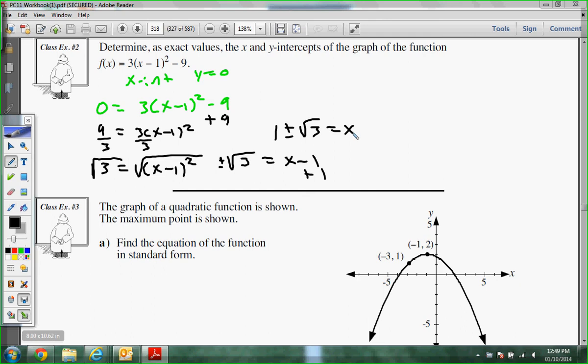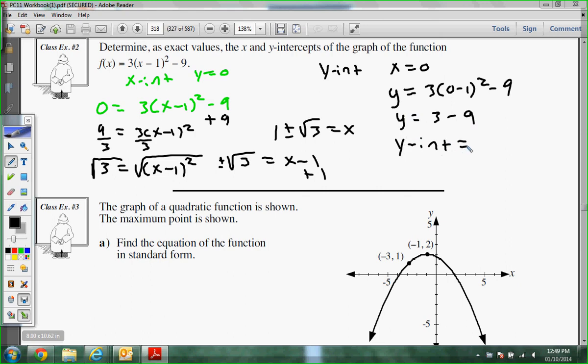So then we're going to find our y-intercept. For our y-intercept, it's just the opposite. Make x equals 0. Y equals 3 times 0 minus 1 squared minus 9. And you just evaluate. Okay, 0 minus 1 is negative 1. That squared is just 1. So we have y equals 3 minus 9. So my y-intercept is negative 6.